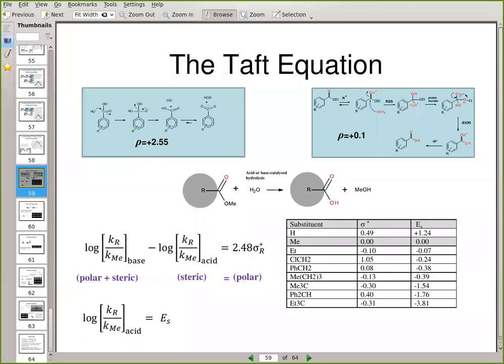Okay, welcome everyone to today's lecture. And where we've come from is we've had a look at the Hammett equation, and we've had a look at how to graph the Hammett equation.